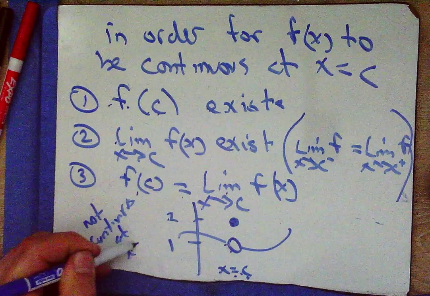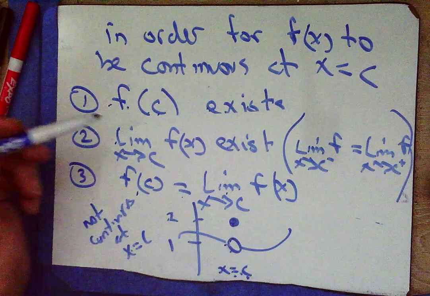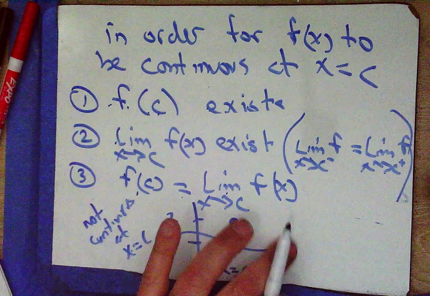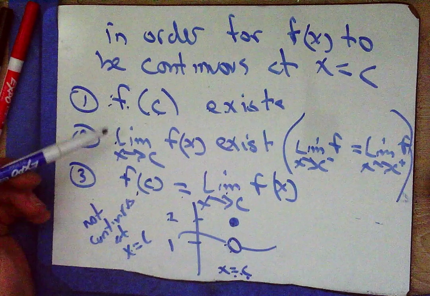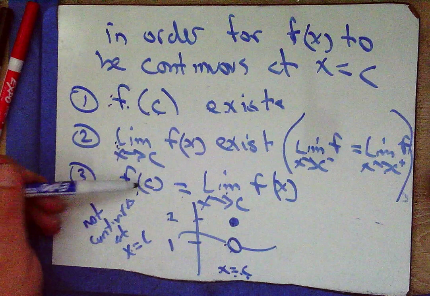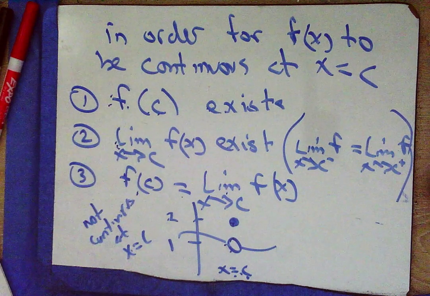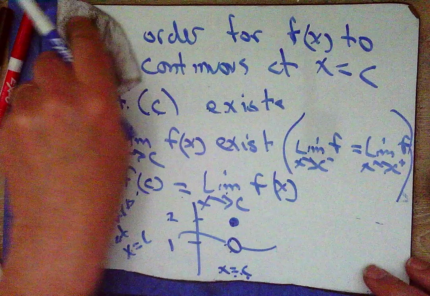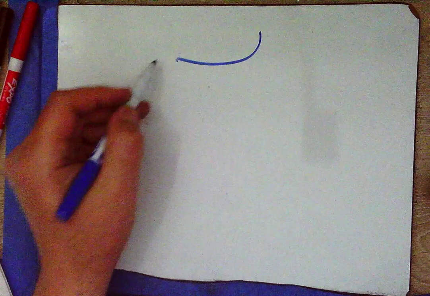at x equals c. Because, and you'll have to write some justifications for some of these, because while f of c exists and the limit as x approaches c of f of x exists, f of c does not equal the limit as x approaches c of f of x. Okay, so again, how do I write that justification?